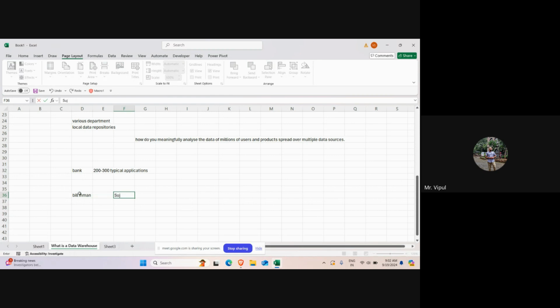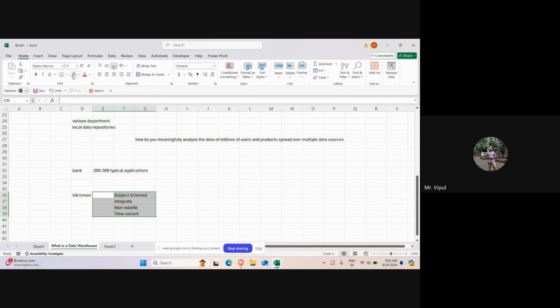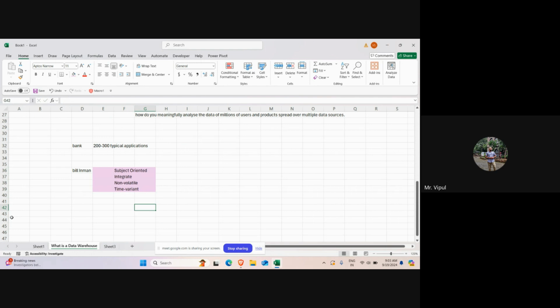He said that a data warehouse is a subject oriented, integrated repository, non volatile, and time variant collection of data in support of management decisions. Now I would draw your attention to these four pillars of a data warehouse, which we can call the definition of a data warehouse. We'll discuss each one in depth.